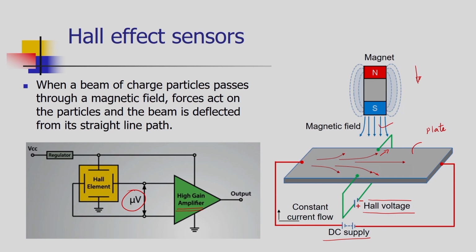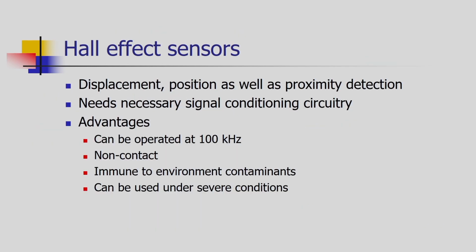Let us see what the applications of Hall effect sensors are. Hall effect sensors are used for sensing displacement, position as well as proximity. Of course, they need signal conditioning circuitry, as I mentioned, the operational amplifiers. What are the advantages? The frequency capability is quite high, around 100 kilohertz. It is non-contact and it is immune to environmental contaminants.